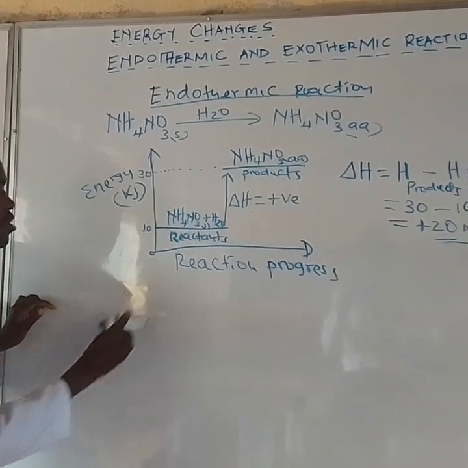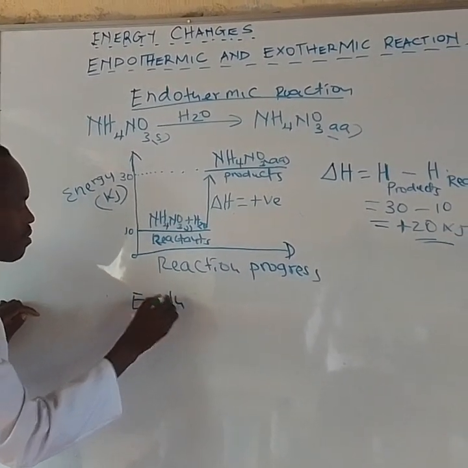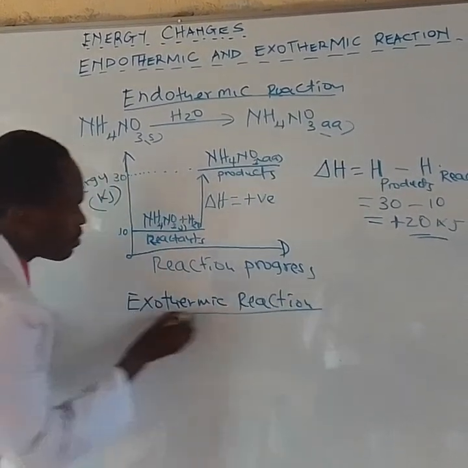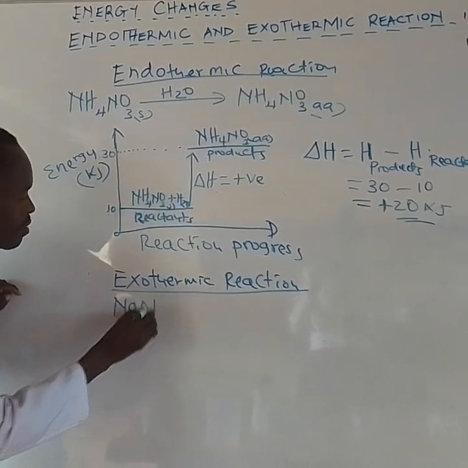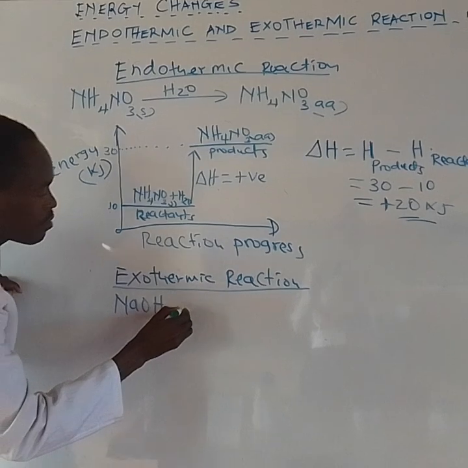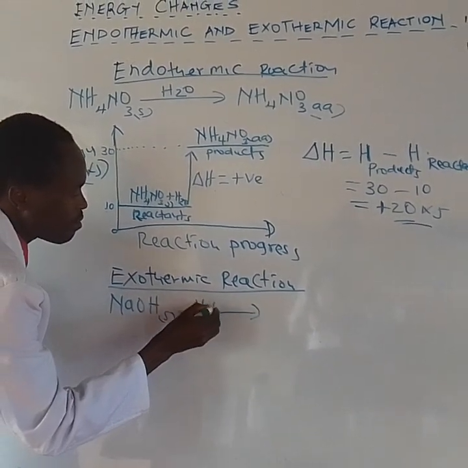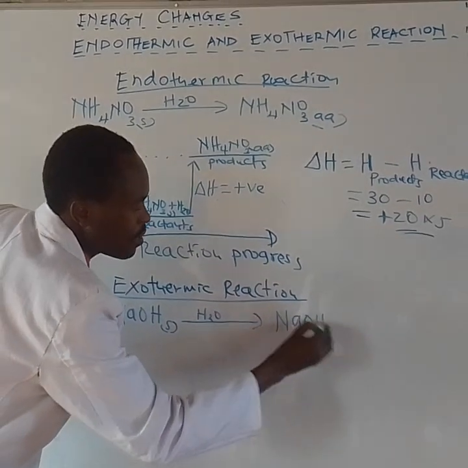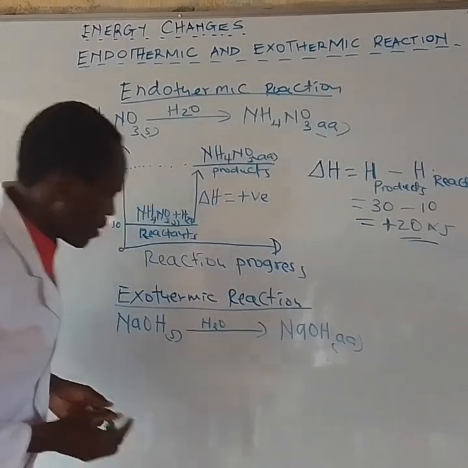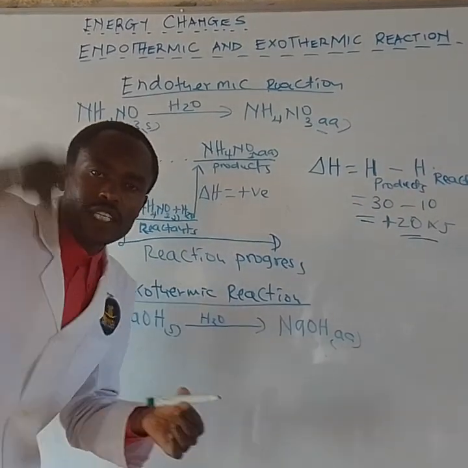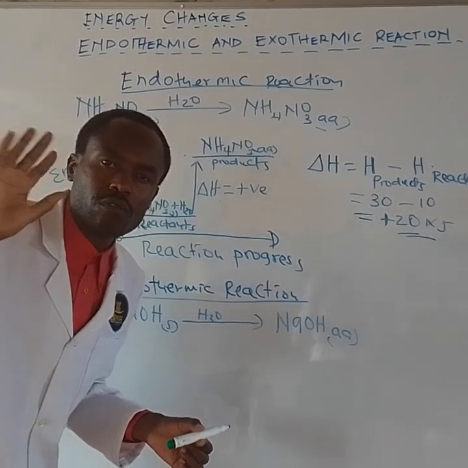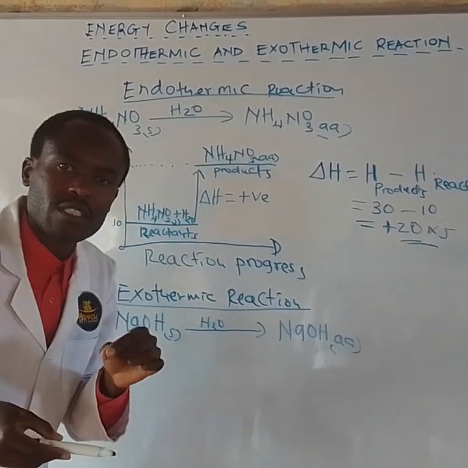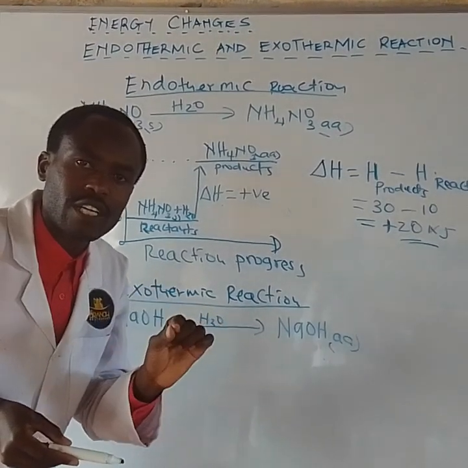Then let us look at the case of sodium hydroxide. Let us now look at exothermic reaction. Sodium hydroxide solid, when you dissolve it in water, you get aqueous sodium hydroxide. Is it okay? So temperature was rising from 24.0 to 40.0. What does that mean? We can also represent this information on what we call an energy level diagram this way.